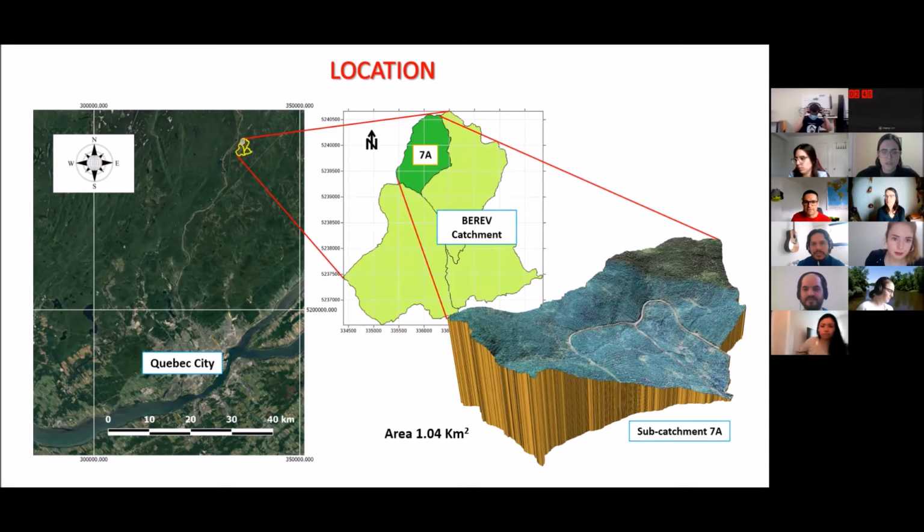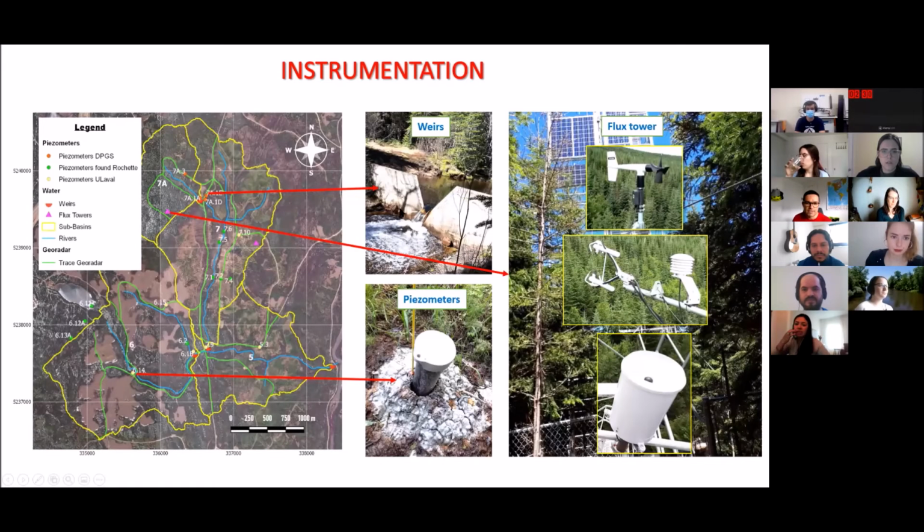Okay, so my study field is located at the north of Quebec City. It's a small catchment in Montmorency. It's a part of the experimental catchment BREF. And there we have a lot of instruments measuring different variables of the water cycle. For example, here we're measuring stream flow, we're measuring the groundwater levels, precipitation, evapotranspiration, and many other variables.